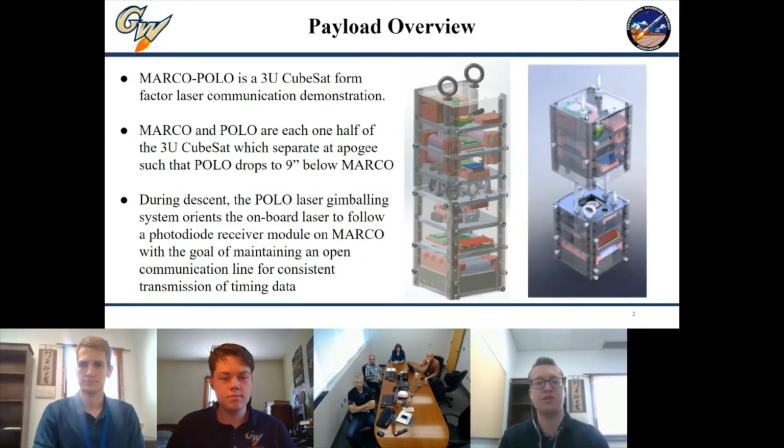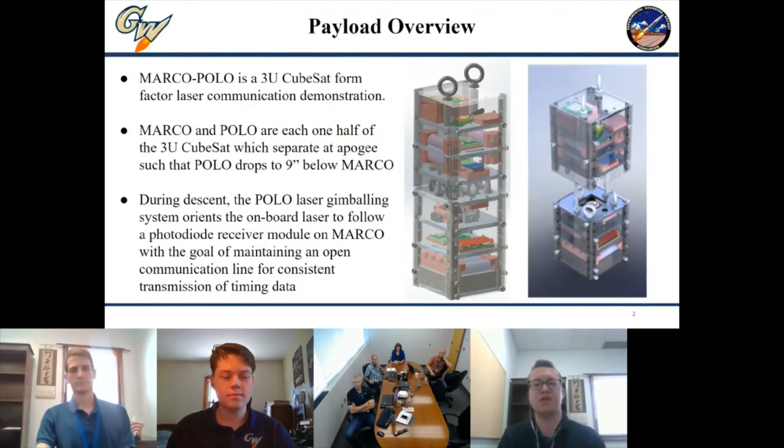Immediately following deployment, 3 strands of 9-inch aircraft cable holding both Marco and Polo together extend to full separation distance as Polo falls away from Marco. These cables allow Marco and Polo to move relative to each other while descending under parachute. And so to account for this relative movement, the computer vision software implemented on Polo controls the laser gimbal to keep the laser beam focused on the photodiode receiver, Marco. This ensures that enough timing data is transferred from Polo to Marco to allow Marco to perform consistent calculations of the offset time between both clocks on both modules.